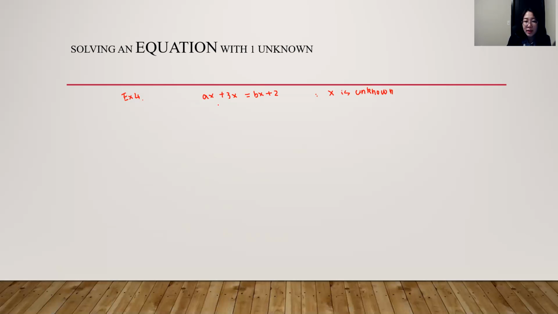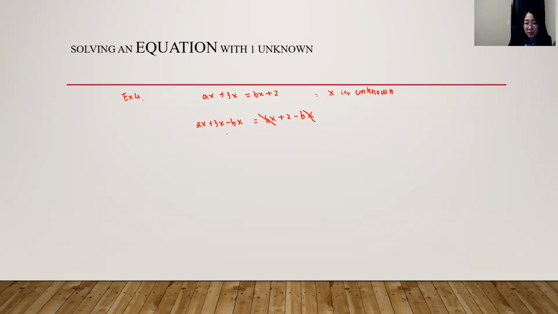And we find that the left-hand side of this equation has terms with x and no number term. The right-hand side of the equation has bx and 2. So now we can get rid of bx from the right-hand side so that we can put all terms on one side of the equation. So we subtract bx from both sides of this equation. ax plus 3x minus bx equals bx plus 2 minus bx. So bx minus itself equals 0, and we get rid of bx from the right-hand side of this equation.